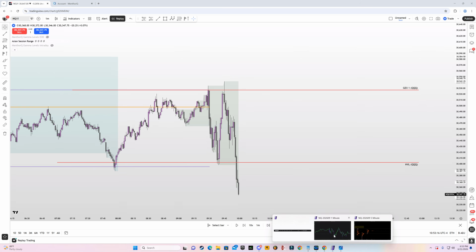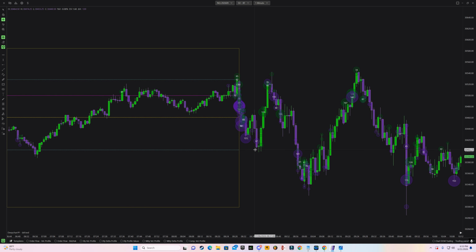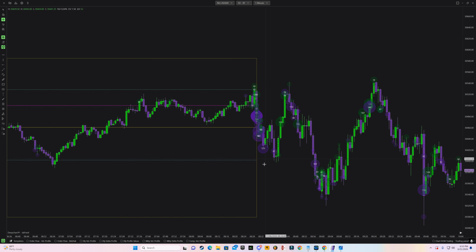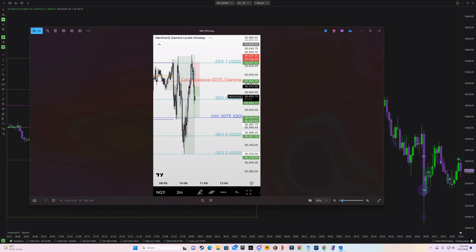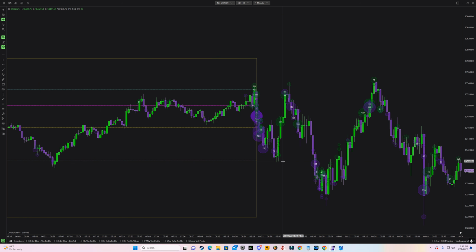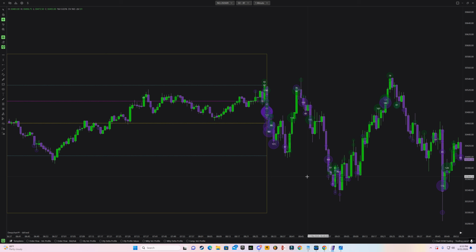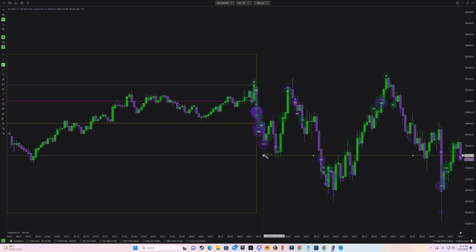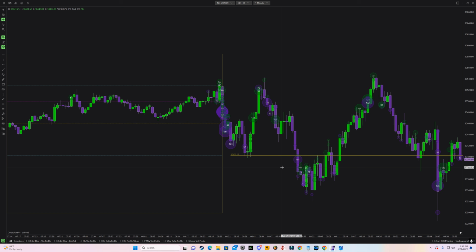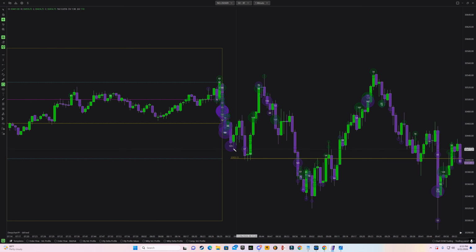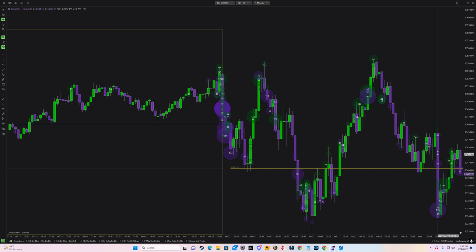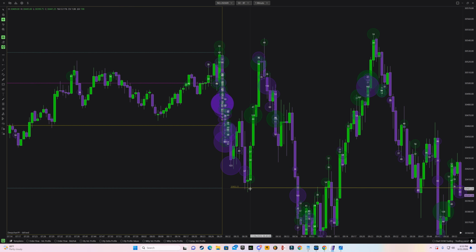But if we go here, which is around here, we have HVL down there at 30402.75. So around here, this is the level. Notice what happened. Price tapped into this level and we got a rejection. We had aggressive sellers stepping in, but when we tap into this level, we see aggressive buyers stepping in on this candle. This is your sign.